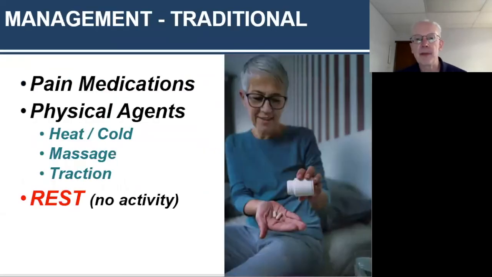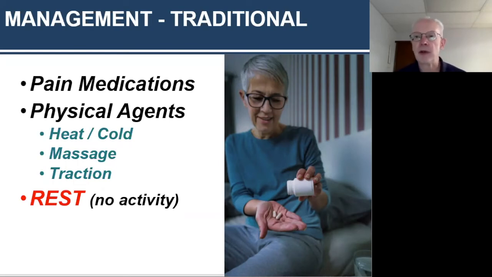Now let's talk a little bit about management. Traditional forms of management have involved pain medications, things called physical agents, heat and cold, massage, traction, and rest, meaning no activity. The proverbial take 2 aspirin and call me in the morning, or rest in bed, and et cetera. We could spend days, weeks talking about the problems with pain medications and the opioid crisis and who's at fault and who's not at fault and whatever else.